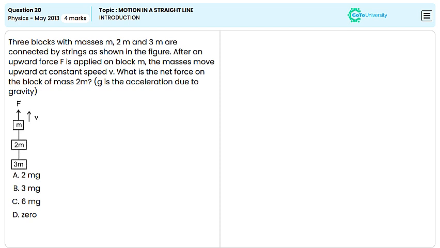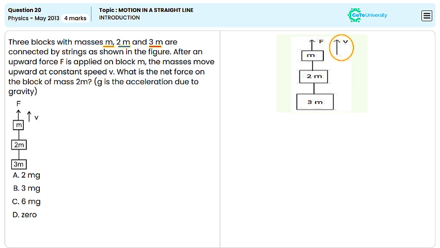In this problem, we have three blocks of masses m, 2m, and 3m connected by strings, and the system is moving upward at a constant speed v under an applied force F on the top block, that is, on mass m. Since the system is moving at a constant speed, there is no net acceleration. Thus, the net force on each block must be zero.